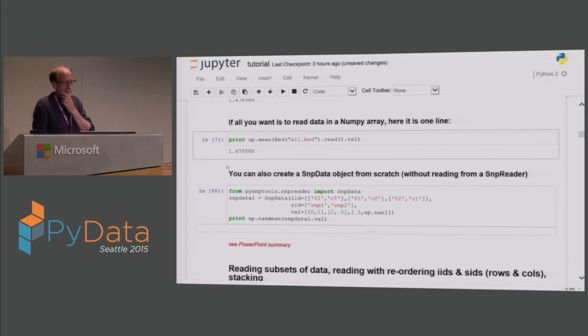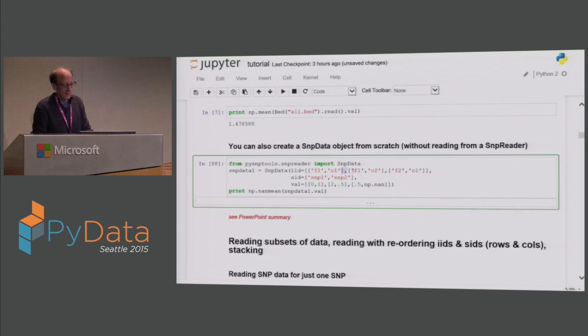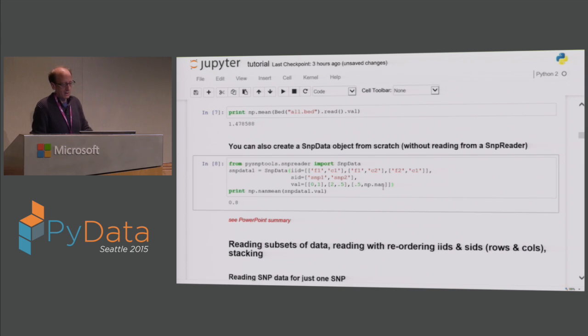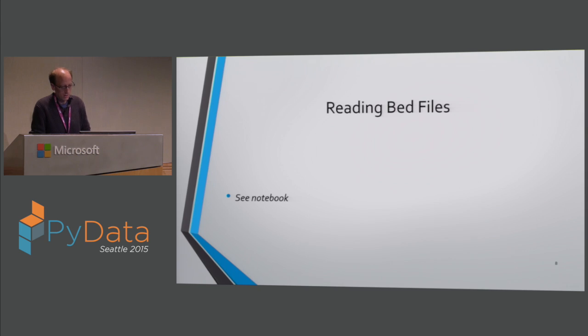You can also create the in-memory SNP data object from scratch. You don't have to necessarily get it by reading a SNP reader. So here we import SNP data, and to create it from scratch, you give it the IIDs, which are pairs of strings, the SIDs, which are strings, and then the val, which is something that can be converted to floats. And then we can take the 0.8. So let's go back to the PowerPoint.